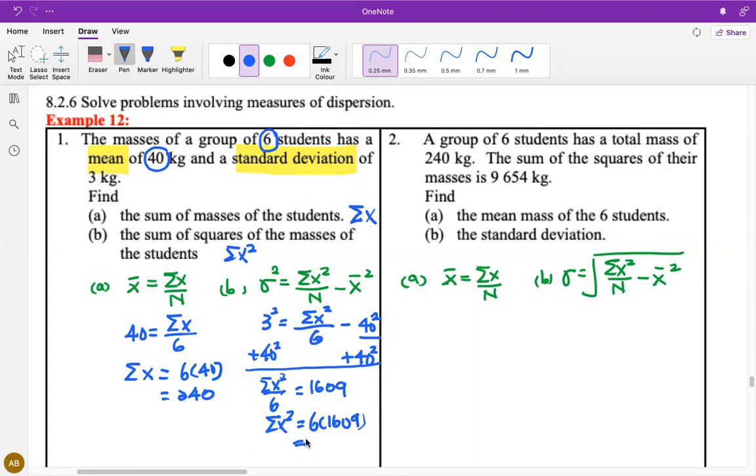So it's 9654, right? So the answer is 9654. Okay. So this is number 1.